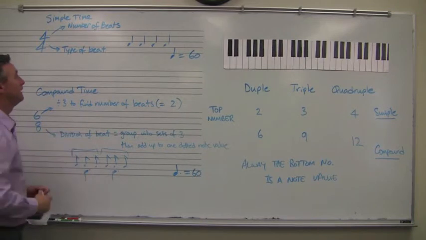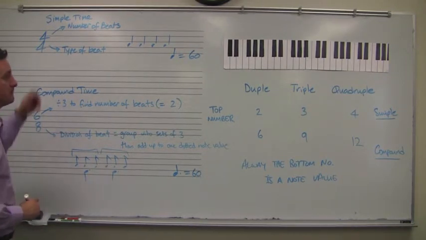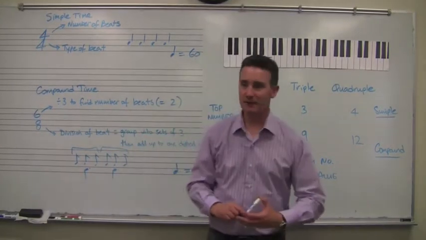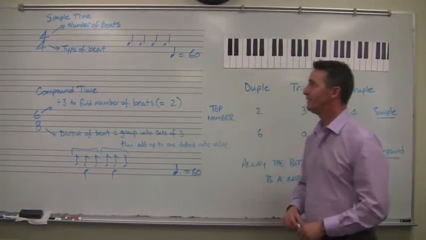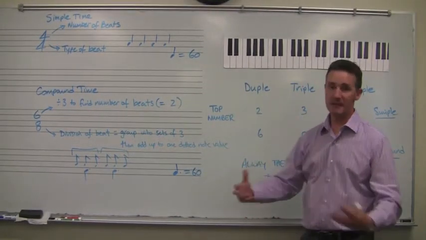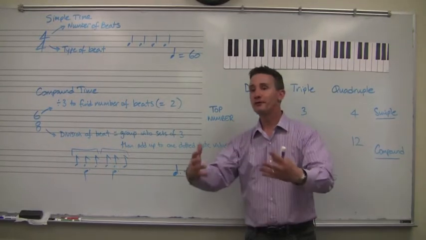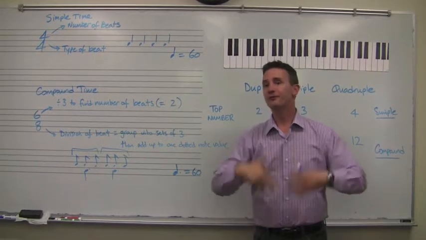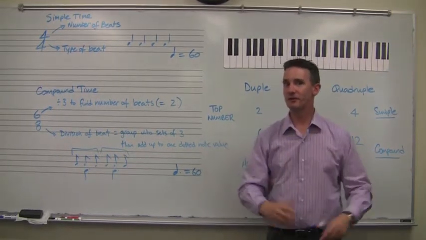which you would get in simple time. So the comparison of simple and compound time is essentially found in the background to the beat. Whether or not you feel the beat as essentially able to be divided into 2 parts, or you feel the beat as essentially able to be divided into 3 parts.